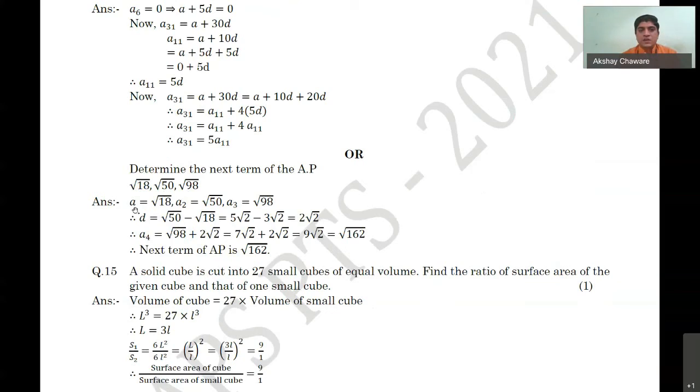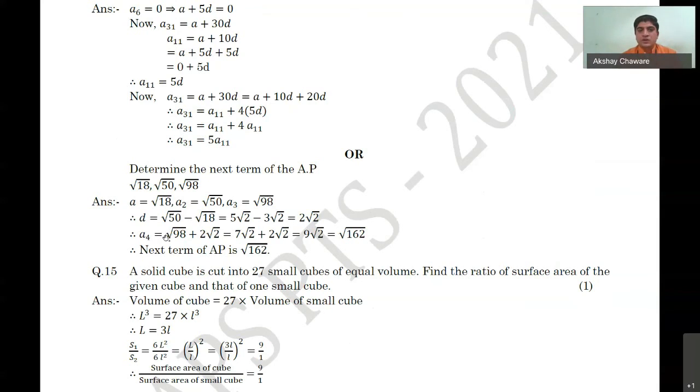So for that, see, A1, A2 and A3, three terms are given. Common difference is second term minus first term. So root 50 minus root 18. Now this root 50 can be written as 5 root 2, 25 into 2 is 50. If we take the square root, it is 5 root 2. And root 18 is 3 root 2. Okay, so 5 root 2 minus 3 root 2 is equal to 2 root 2.